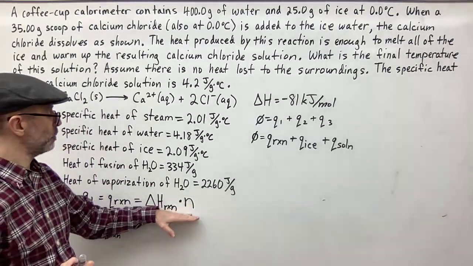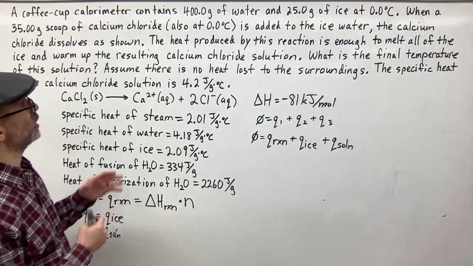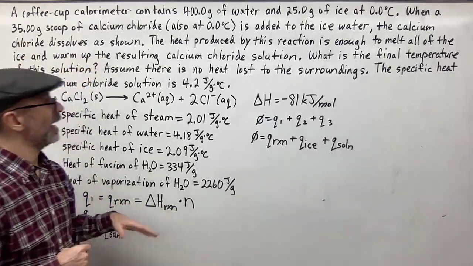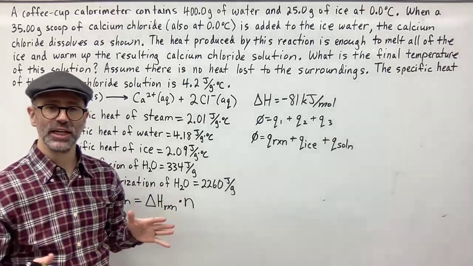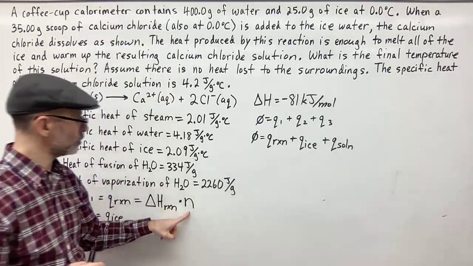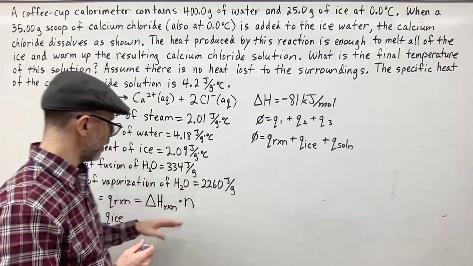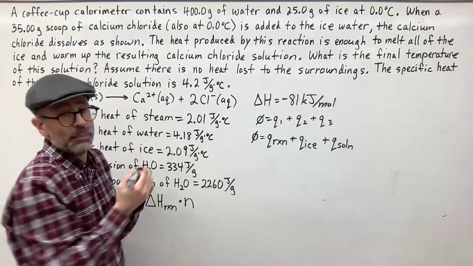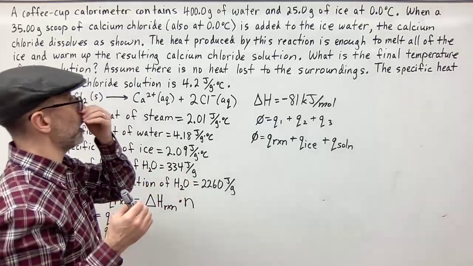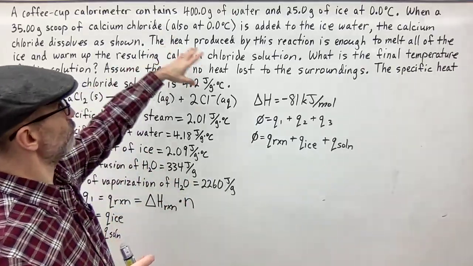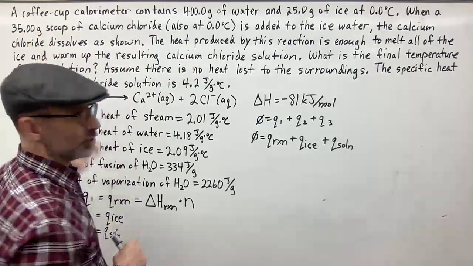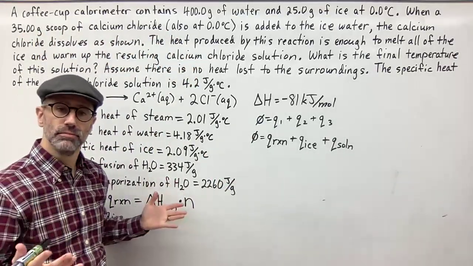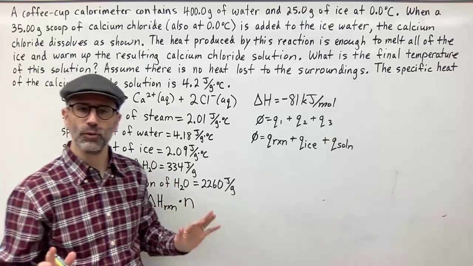Now, that's going to be good, but notice that I have everything in grams. I have 35 grams of the calcium chloride. I've got grams of ice. I've got everything in grams, but I've got this in moles. Now, there's a couple ways you can do this, and either way is fine. I can take the number of grams of the calcium chloride, convert that into moles, and then I've got my moles. That's a perfectly fine way.